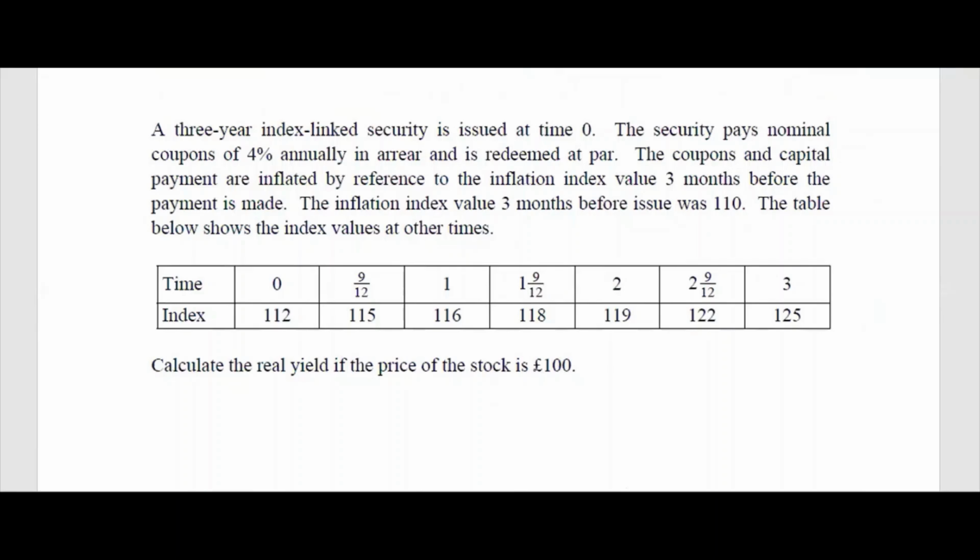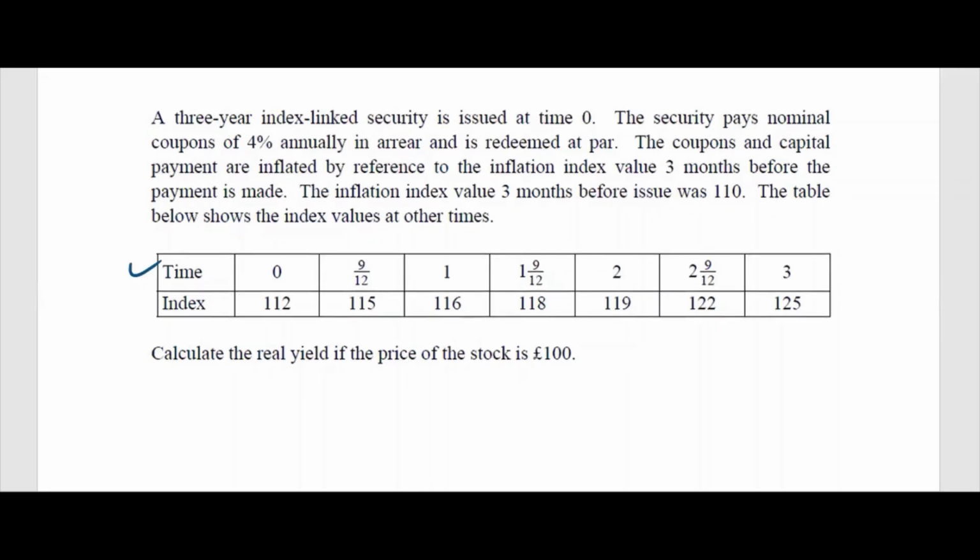Okay, let's discuss this problem here. A 3-year index-linked security is issued at time 0. The security pays nominal coupons 4% annually in arrear and redeems at par. The coupons and capital payments are inflated by reference to the inflation index value 3 months before. So if you see this table, you are gone. You don't try to use each and everything that is given. Calculate the real yield. Here you are finding the real rate of return.